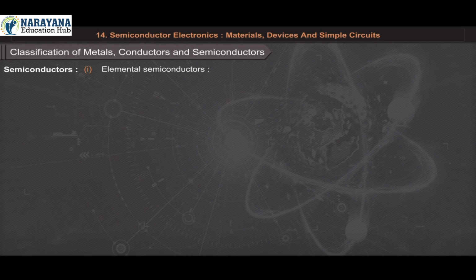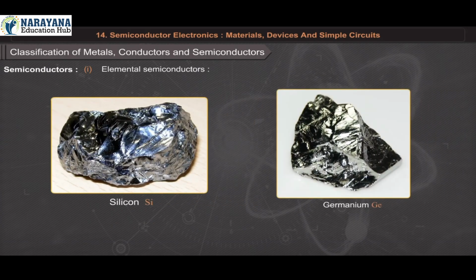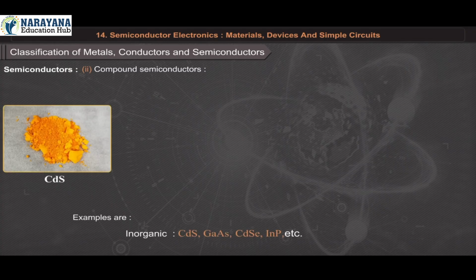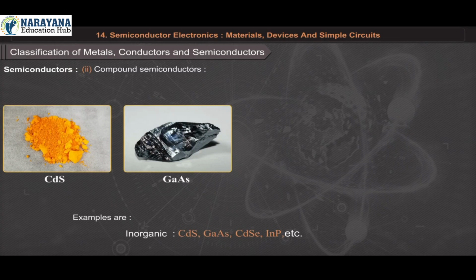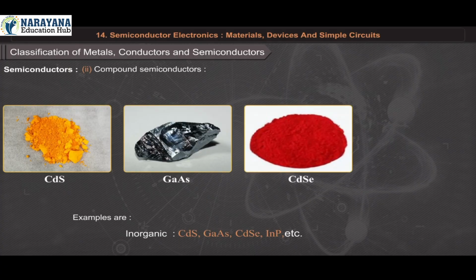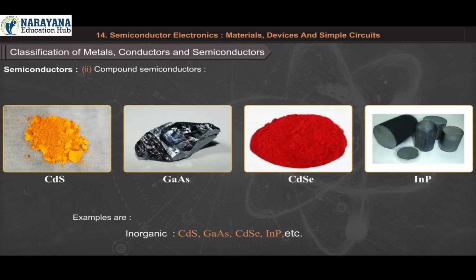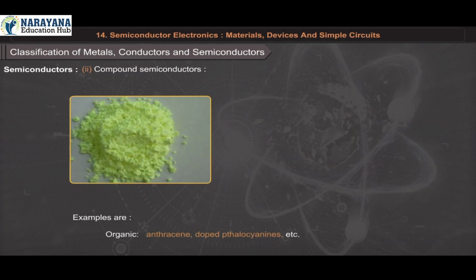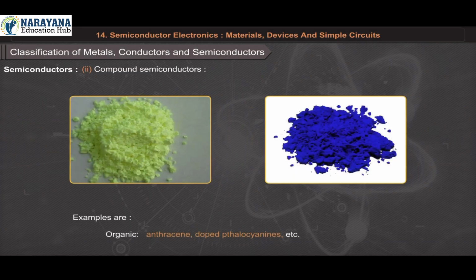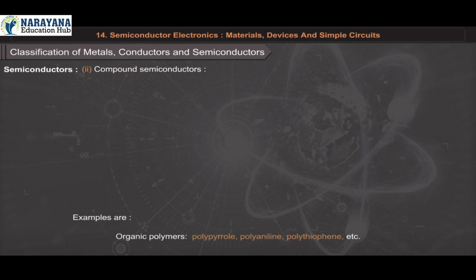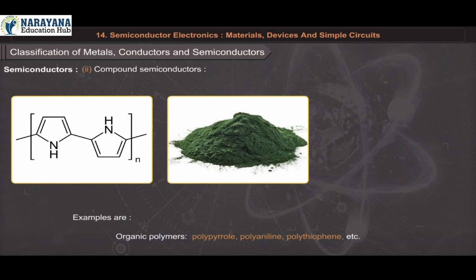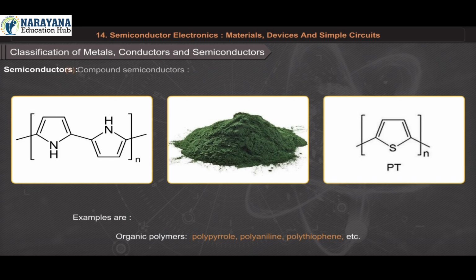1. Elemental semiconductors: silicon and germanium. 2. Compound semiconductors. Examples are inorganic: cadmium sulfide, gallium arsenide, cadmium selenide, indium phosphide, etc. Organic: anthracene, doped phthalocyanines, etc. Organic polymers: polypyrrole, polyaniline, polythiophene, etc.